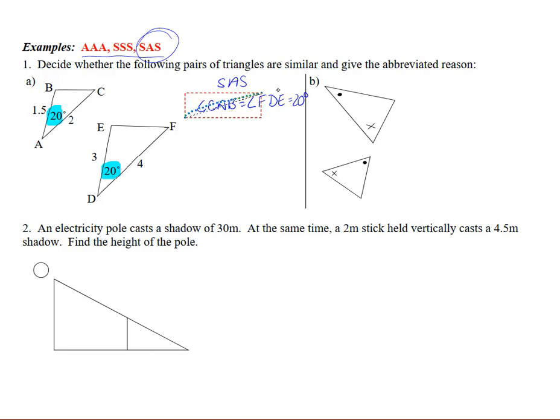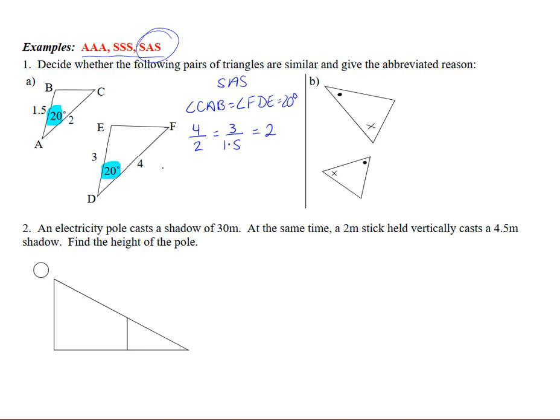Okay, so I've got one angle that's the same. Now let's look at our corresponding sides. So in this one, if I go 4 over 2, my big triangle over my smaller triangle, equals 3 over 1.5, my smaller triangle. 4 divided by 2 is 2. 3 divided by 1.5 is 2. Okay, so my scale factor is 2.